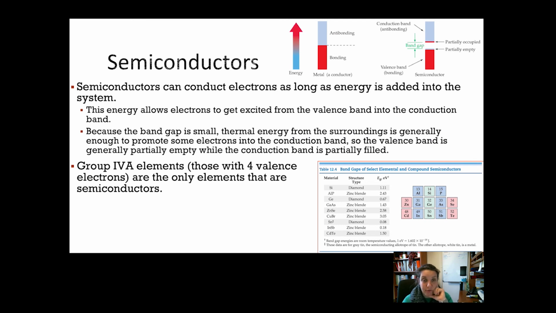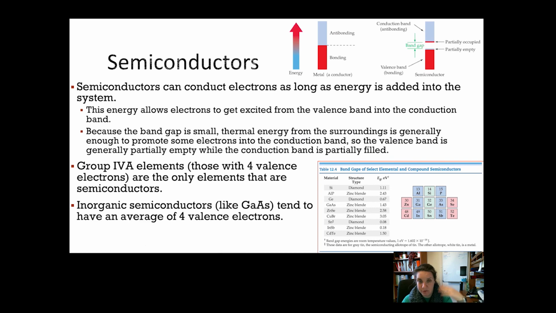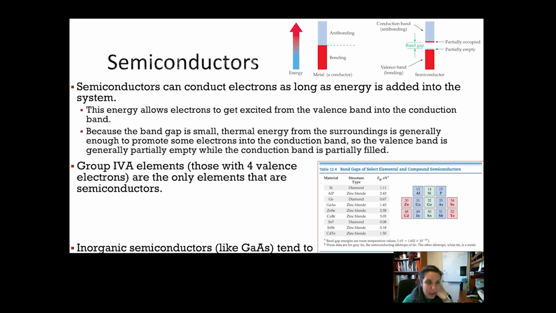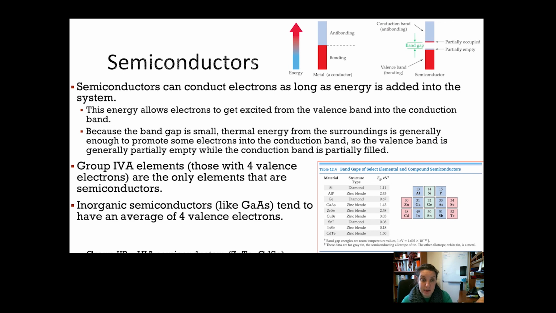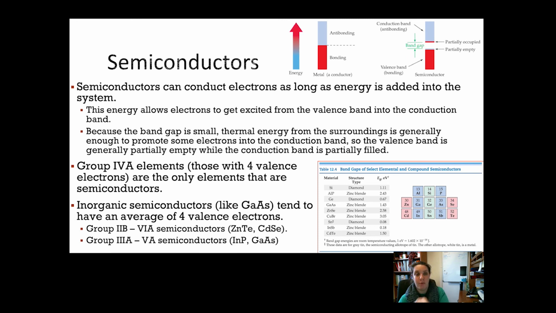Inorganic semiconductors are going to have an average of 4 valence electrons. So we want 4 valence electrons total to make our semiconductors. For instance, group 2B and 5A semiconductors, so zinc telluride and cadmium selenide would be examples. And then we have group 3A, 5A, so stuff like indium phosphide and gallium arsenide also will make inorganic semiconductors.